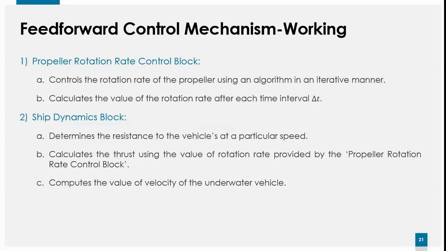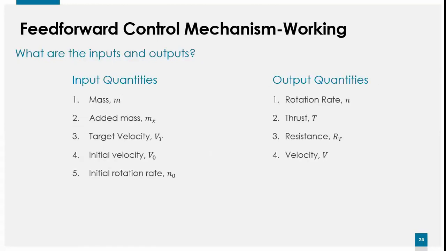The propeller rotation rate control block increases the propeller's rotation rate in an iterative manner after short time intervals. The resulting values are sent to the ship dynamics block to calculate thrust. The main functions of the ship dynamics block are to estimate the resistance encountered by the underwater vehicle at a particular speed, to calculate the amount of thrust using the value of rotation rate provided by the rotation rate block, and to compute the velocity of the underwater vessel using the values of resistance and thrust. Now we look at the necessary inputs and the main outputs of the feed-forward control system.